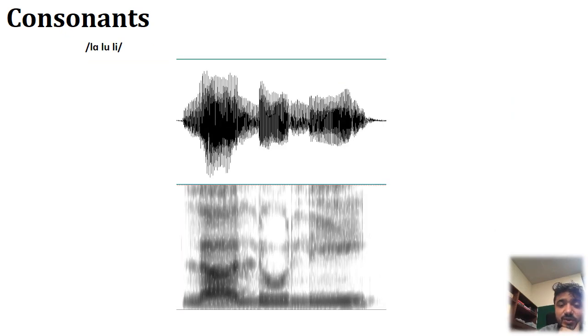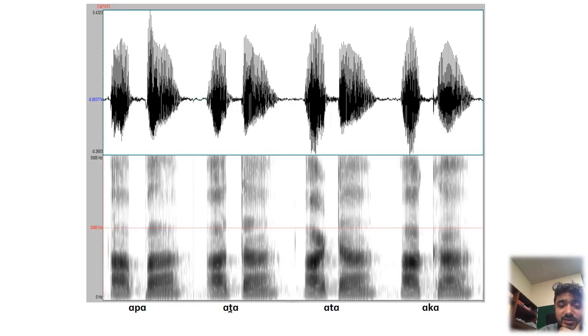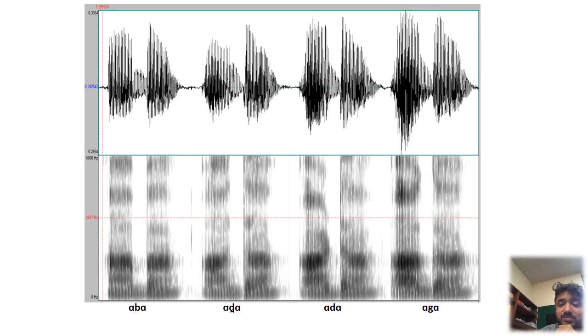You have la, lu, li. And you have apa, ata, aka. So I arranged these so that you can basically look at these movements and figure out how you recognize the places. So many of these slides are for your own practice and not so much for the instruction. You have aba, ada, aga.